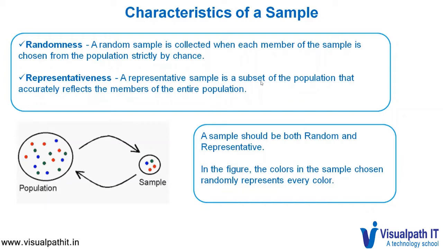Let us have a look at the diagram below, wherein in the population we have multiple instances of colors of blue, red, and green. And we pick a sample which represent each color at least once. So we can say here that the sample which we have picked is both random and representative. So looking at the figure, the colors in the sample chosen randomly represents every color. So let us look at it with an example.